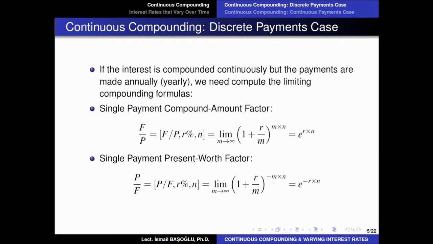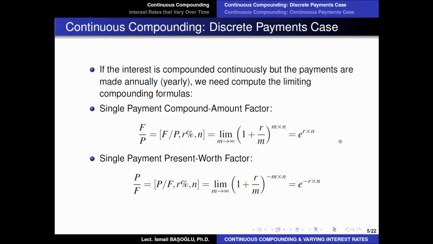Instead of using ordinary brackets, just to distinguish that the question is related with continuous compounding, we will use square brackets. The F over P value, or the single payment compound amount factor represented with a square bracket, will be formulated as e^(rn), instead of the classical (1 + i)^n. And the single payment present worth factor in a square bracket will represent the single payment present worth factor under continuous compounding, and it will be equal to e^(-rn).